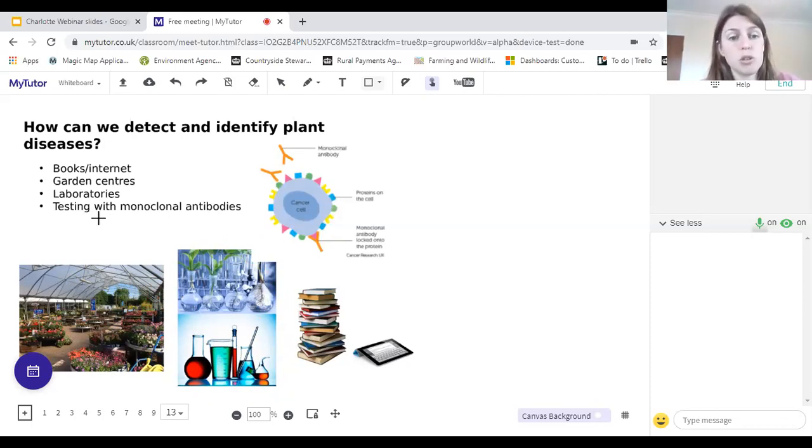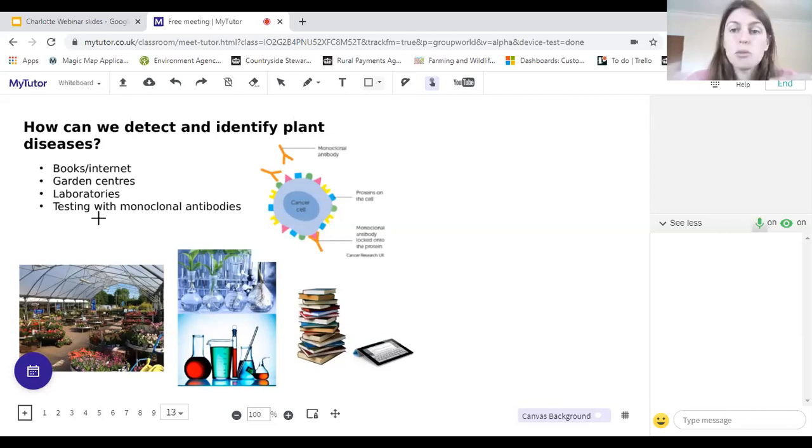Or you can test with monoclonal antibodies. Some of you may have been in the lesson on monoclonal antibodies. It's a part of the specification that's mainly for higher. But we did talk about antibodies, didn't we, when we talked about infection and disease. Antibodies are the things that our white blood cells produce that catch onto a pathogen, make them all clump together, and then the other white blood cell comes along and engulfs it all.